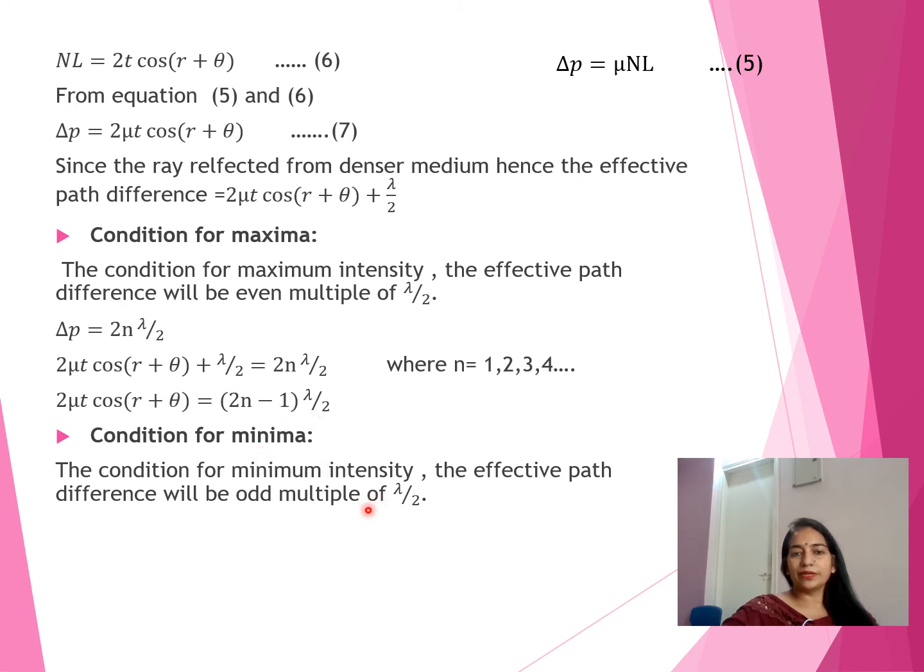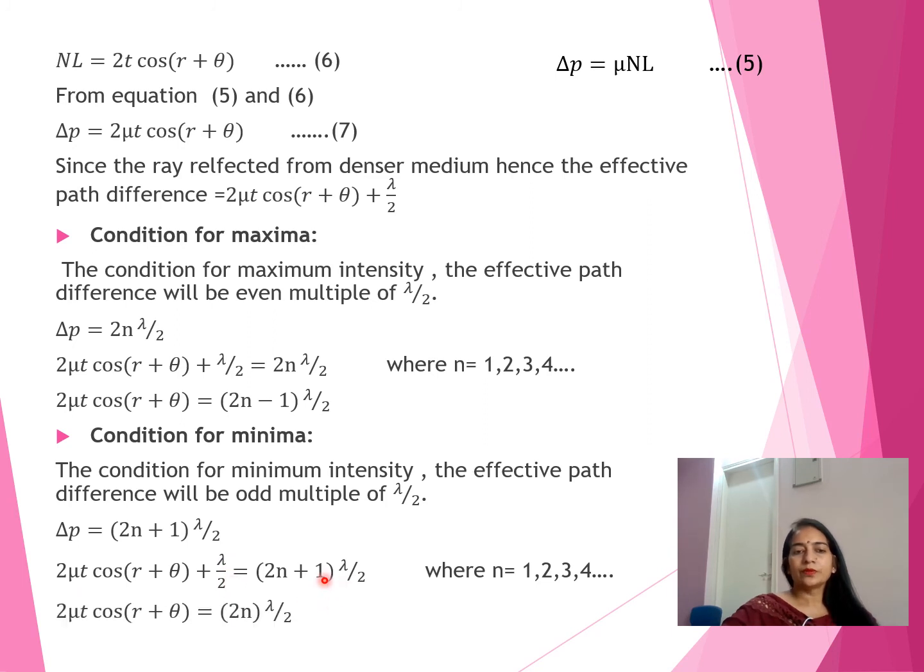Condition for minima: the minimum intensity is obtained when the effective path difference is an odd multiple of lambda by 2. So delta P equals (2n plus 1) lambda by 2, that is 2 mu t cos(r plus theta) plus lambda by 2 equals (2n plus 1) lambda by 2, or 2 mu t cos(r plus theta) equals 2n lambda by 2. If you see these conditions, they are similar to the conditions we derived for interference in a thin film due to reflected light. Only the difference is the new term, theta, that is the wedge angle.